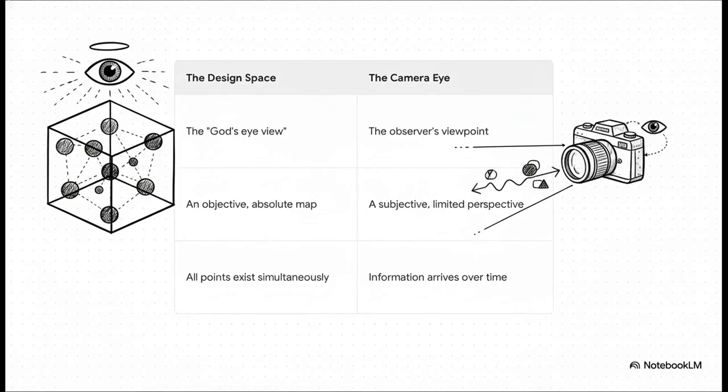Yeah, this slide breaks down those two perspectives perfectly. On one side, you have the design space. Think of that as the blueprint of reality. It's that God's eye view where everything just exists all at once, totally objective. But then there's the camera eye. That's our view. It's subjective, it's limited, because information like the light from that cube has to physically travel to us. That means it always arrives over a period of time.